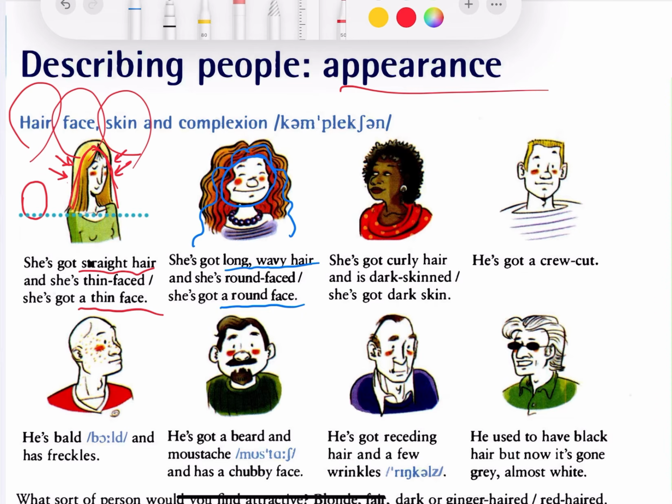Now let's look at the next picture. She has curly hair. You see her hair? She has curly hair and she's got dark skin.